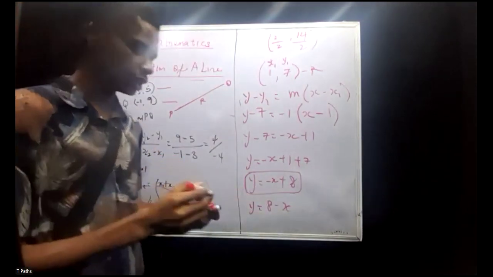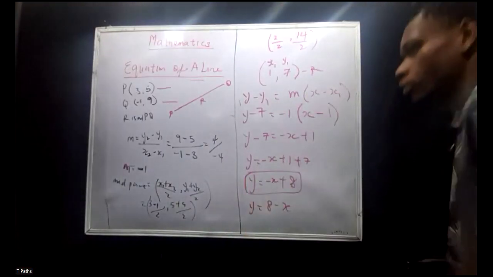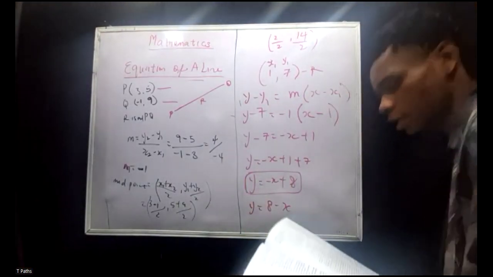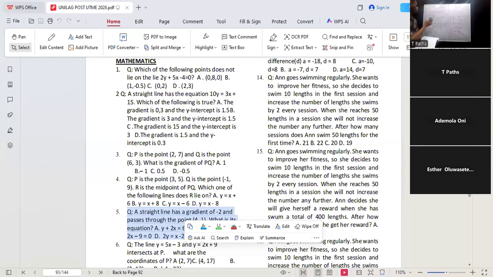All right. So let's work on the second question and then we can call it a day. The second question says a straight line has a gradient minus 2 and passes through the point 4, comma 1. So from this question, we can see that what we are going to use is the 1 point form. So a straight line has a gradient of minus 2. M is equal to minus 2. Passes through the point 4, comma 1.